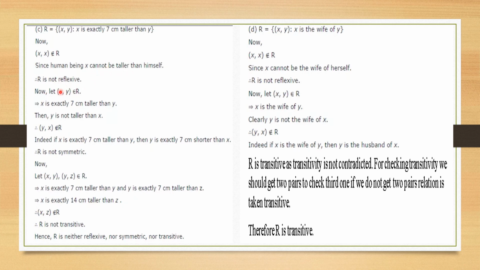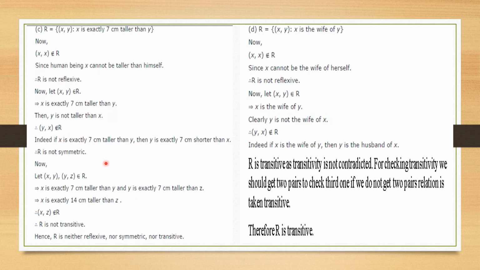And for symmetry, let xy belong to R. That means x is exactly 7 centimeter taller than y. So what does it mean? Can y be 7 centimeter taller than x? No, it will be shorter. So y is not taller than x, therefore yx does not belong to R. So that means R is not symmetric.